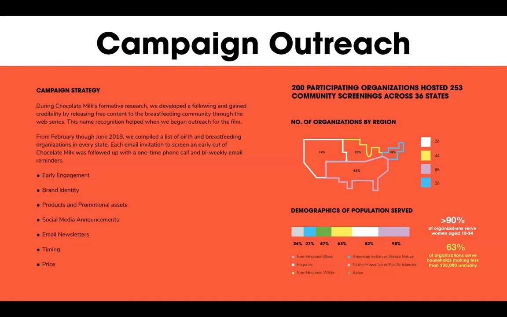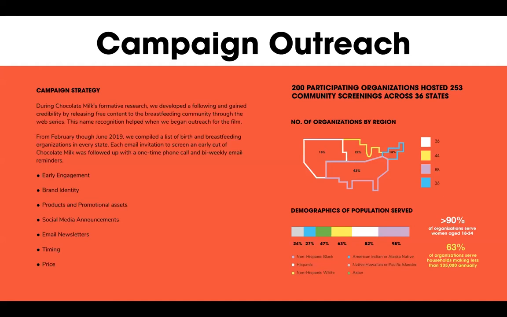Now, how did that strategy work? Was it effective? Yes, it was. We were able to have 200 organizations participate in our screenings, and they hosted 250 screenings across 36 states. Now, in this little infographic, you can see that the majority of the organizations that participated were located in the South, with 88 organizations participating. We also had good representation in the Northwest, the Midwest, and the North, though.